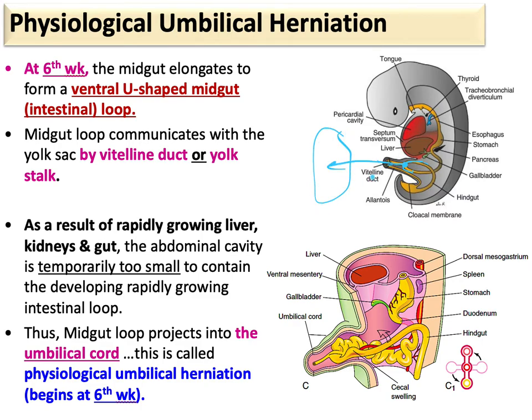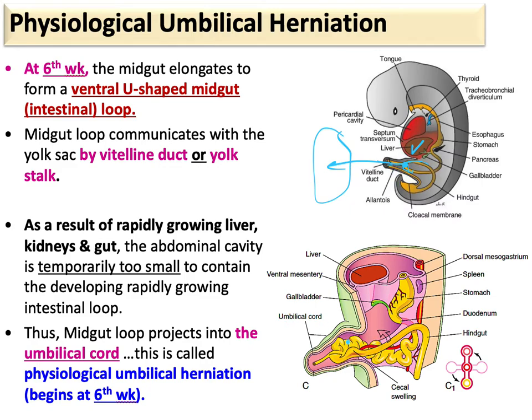So as a result of the rapid growing of the liver and kidneys, and because the abdominal cavity is still a little bit small, and because of the rapid growing of the midgut, the growing intestinal loop will push out into the umbilical cord.